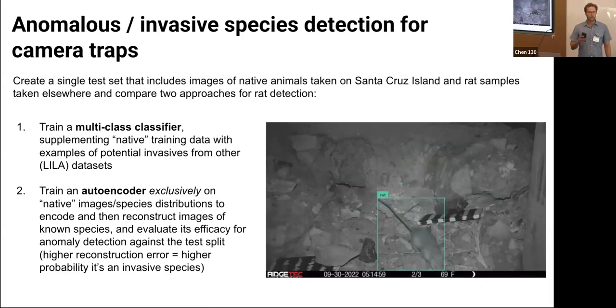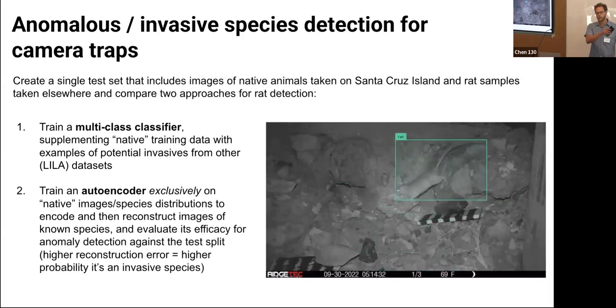It sounds like Ben's using autoencoders in a slightly different way than I'm imagining using them, but essentially the idea is if you train the autoencoder on what you perceive to be the normal images, the native species, it learns to first encode, or basically deconstruct, those images into that latent feature space, the embeddings that Ben's hoping to extract. And then the second step, as a second stage, it's trying to reconstruct those images into their original format.